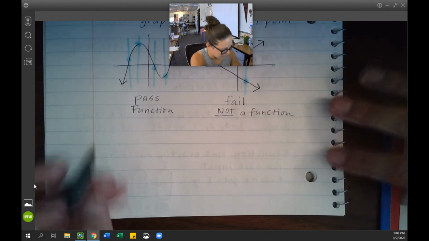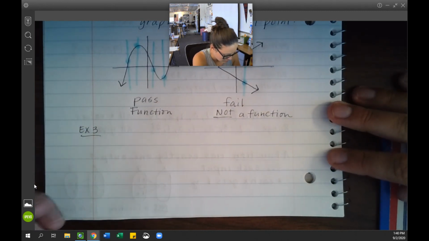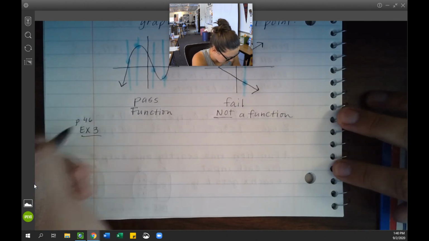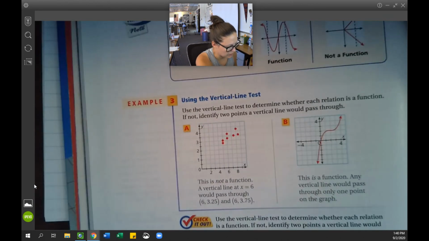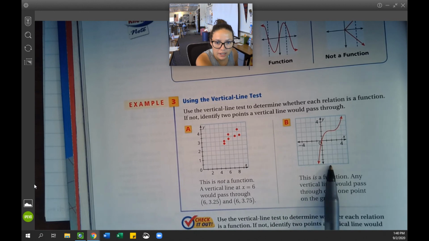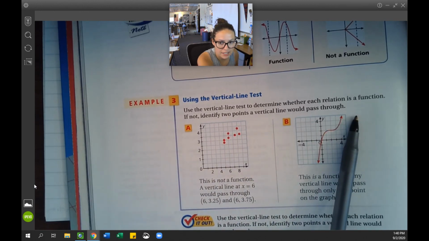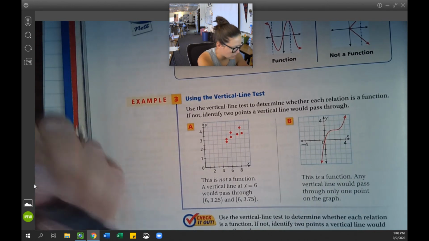All right, so example 3. Let's look at the graphs on page 46 in example 3. So I'm looking at these guys here, A and B. So it says it right there. Use the vertical line test to determine whether each relation is a function. If not, identify 2 points a vertical line would pass through.